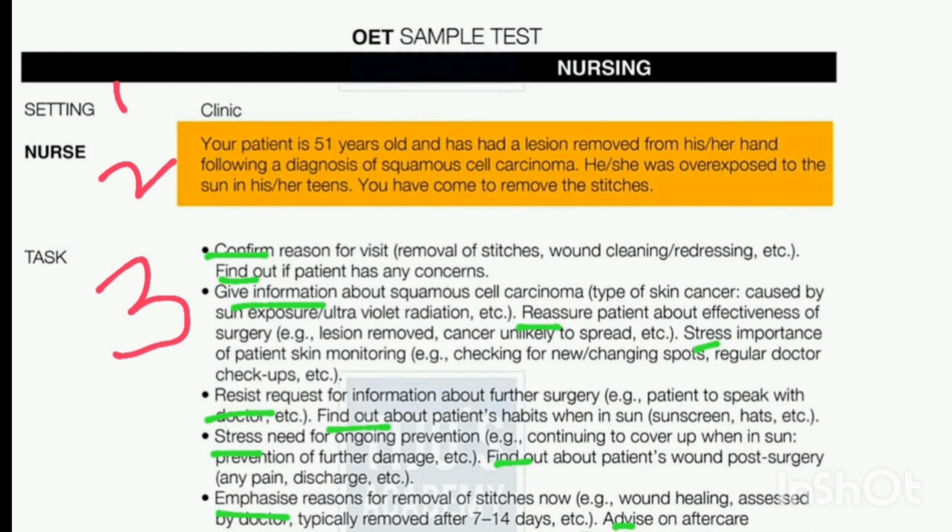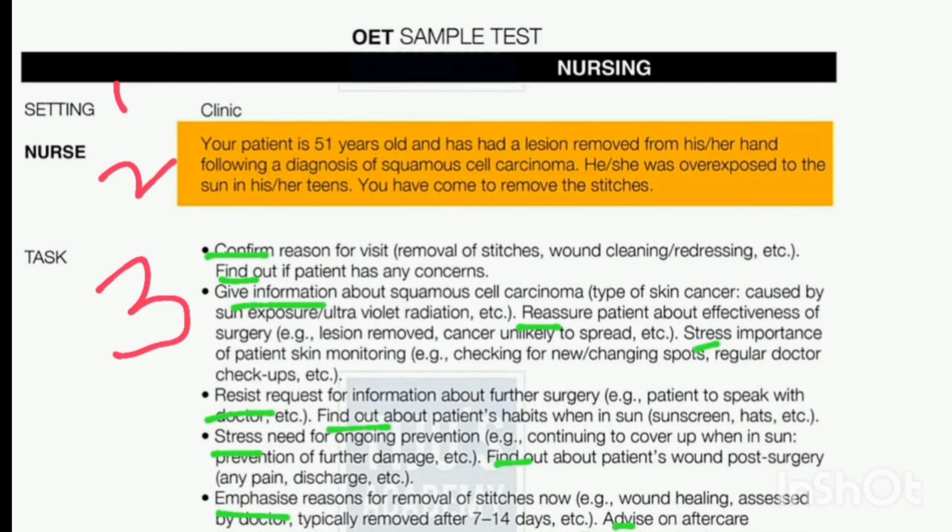Okay, so now the second task is give information about squamous cell carcinoma. Okay, so this is the second task, and the bracket points are to elaborate. Like type of skin cancer caused by sun exposure, ultraviolet radiation, etc. So now I will tell you how to construct the sentence.